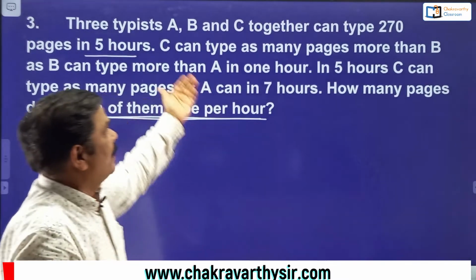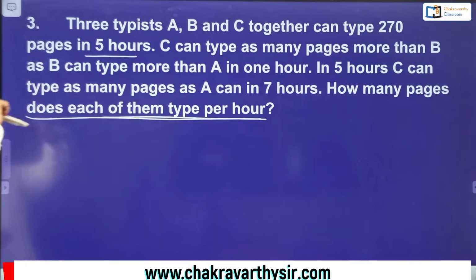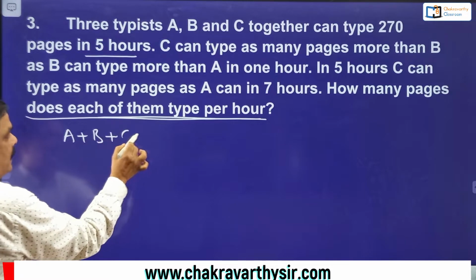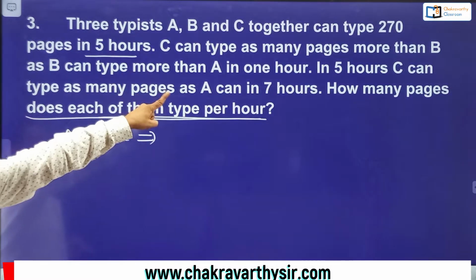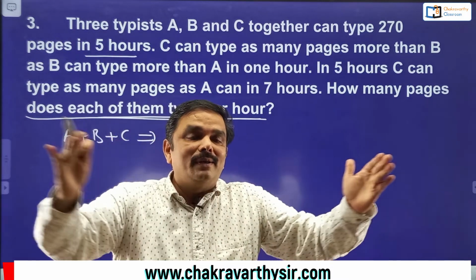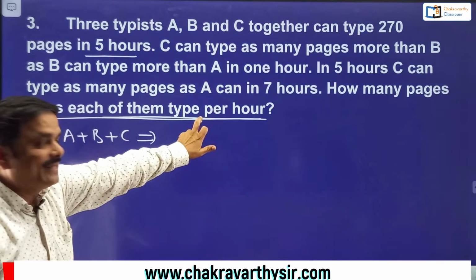Okay, one by one, we will go for this. What is that? A, B and C together can type 270 pages in 5 hours. A plus B plus C, 270 in 5 hours. You just find out in 1 hour how many pages all the 3 can type. That would be useful for us to answer this question.